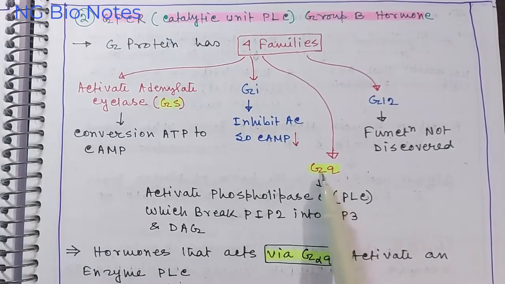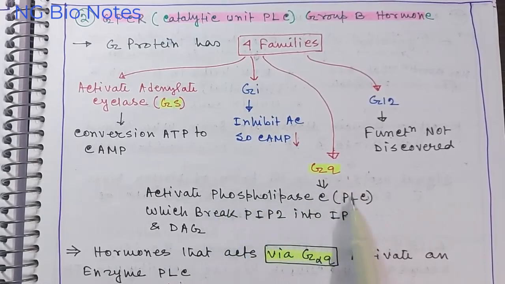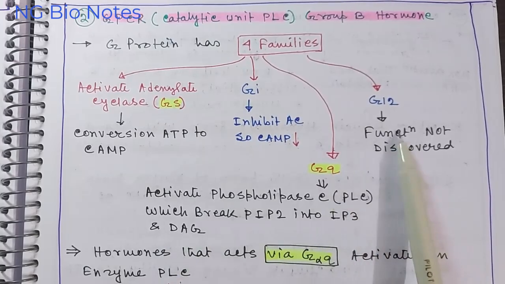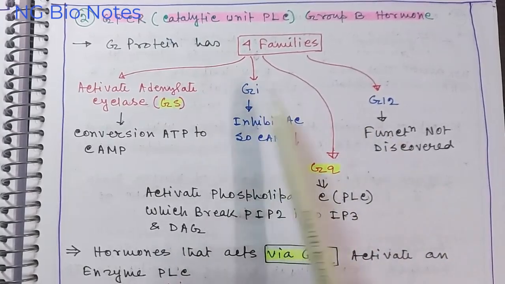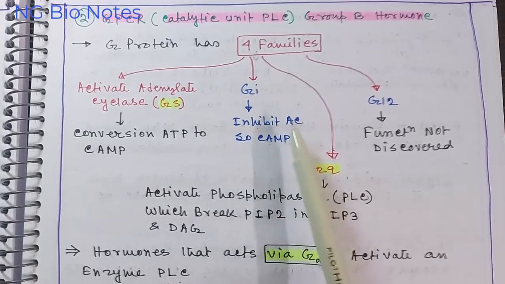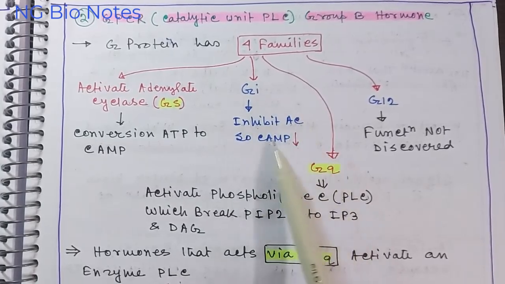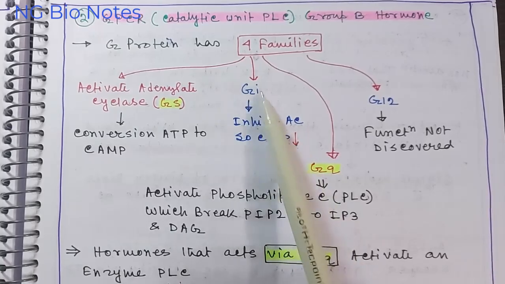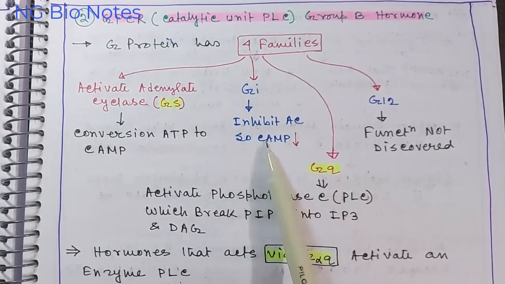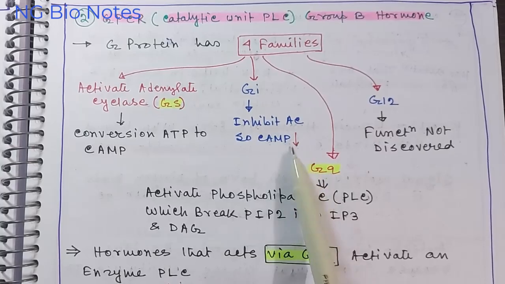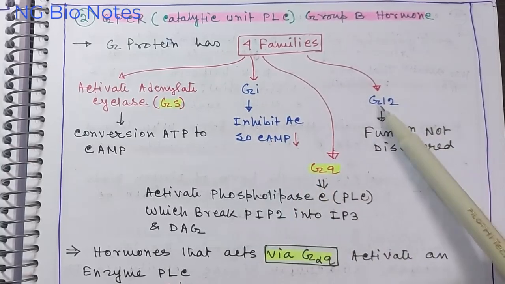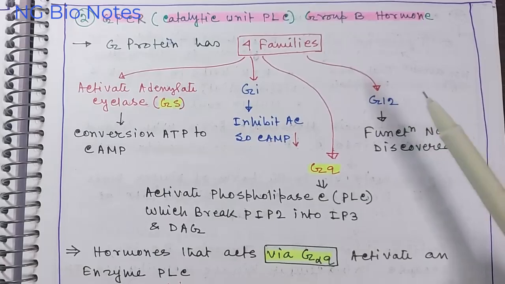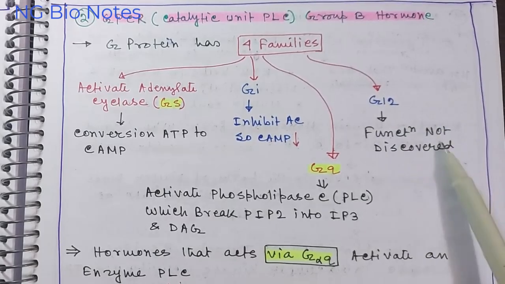And another important G protein is GQ, and this GQ will be activated by group B hormone, so this GQ activates phospholipase C, which breaks PIP2 into IP3 and DAG. Another type of G protein is GI, and this GI inhibits adenylyl cyclase, and since adenylyl cyclase elevates cyclic AMP level, but this GI inhibits adenylyl cyclase, so the cyclic AMP level in the cell will be lowered, right? And another type of G protein is G12 protein, and its function is still not discovered.